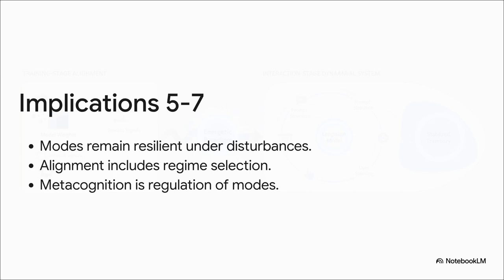Number 6 tells us that modern alignment really needs to be a dual-layer approach. You form the capabilities during training, but you select the regime during runtime deployment. And finally, implication 7 gives us a highly formal, rigorous way to look at algorithmic metacognition.